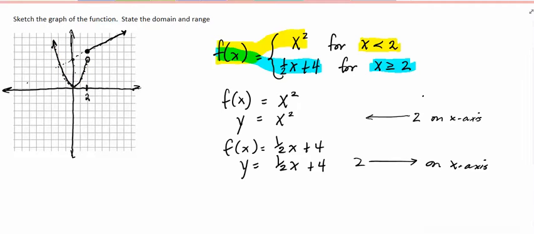Okay? So again, let me just emphasize. Here's what I'm keeping of the yellow one. Here's what I'm keeping of the blue one. And that, folks, is my piecewise function.